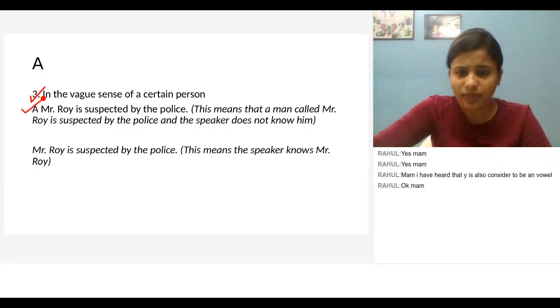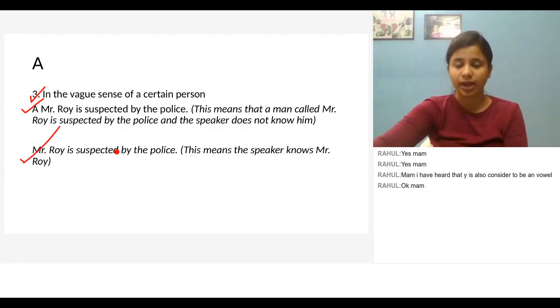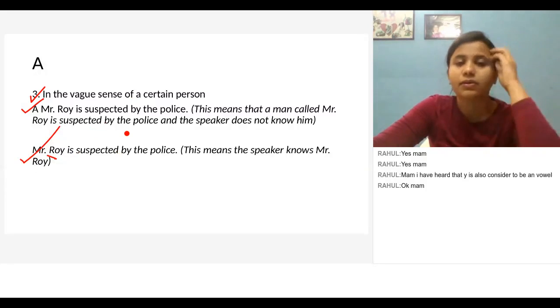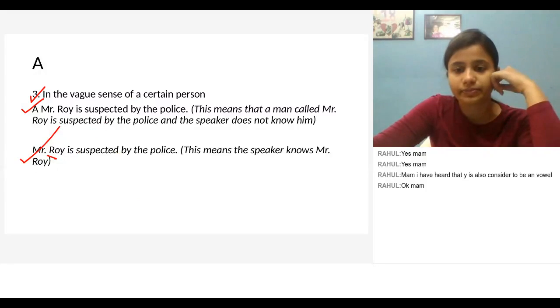But when I say Mr. Roy is suspected by the police, it means I am talking about some person named Mr. Roy whom I know. I know that man, and that is why I am not referring to him as a. Is this clear? Yes, ma'am. Okay.